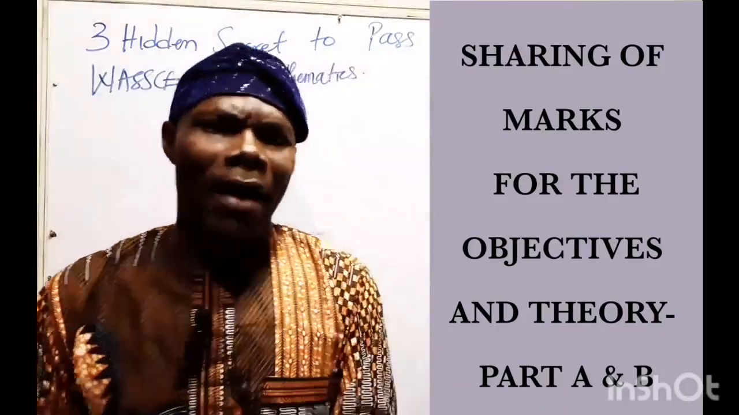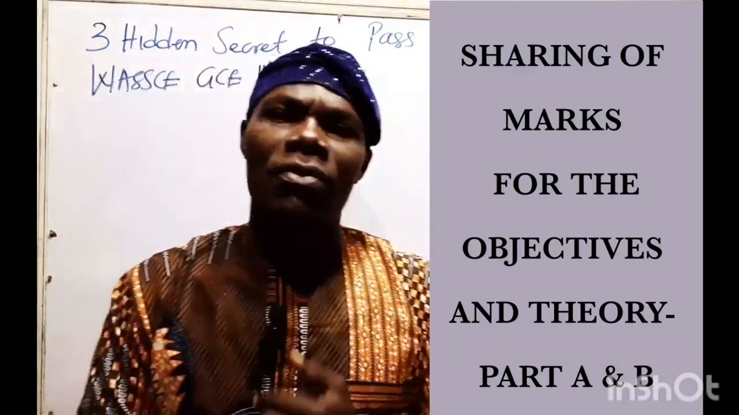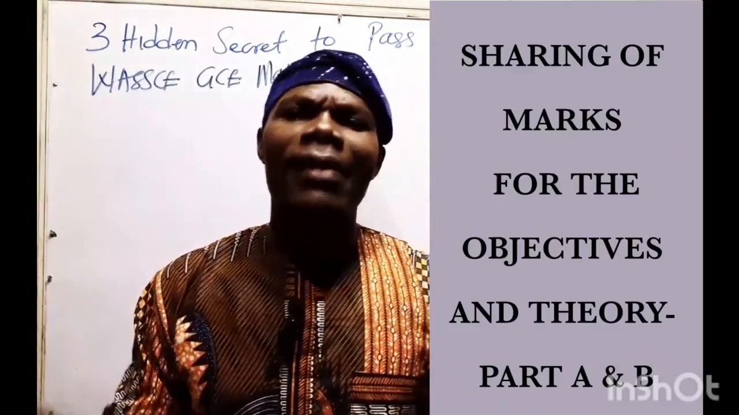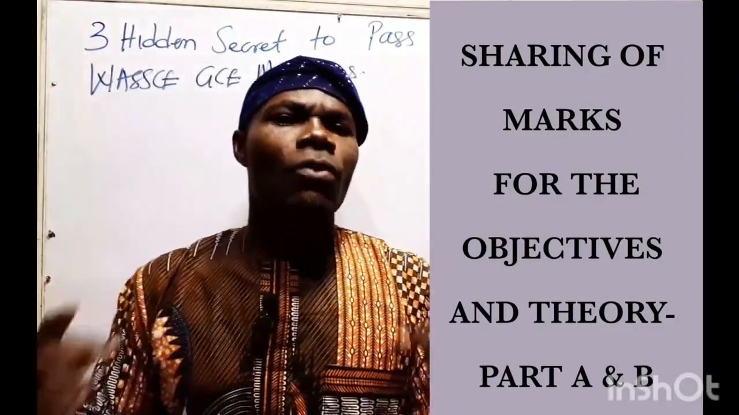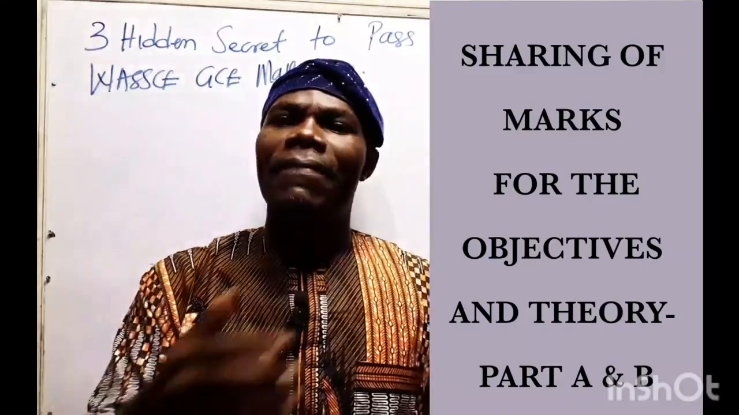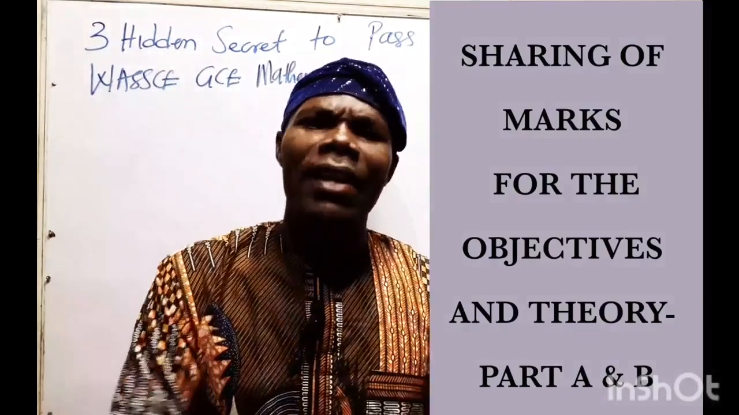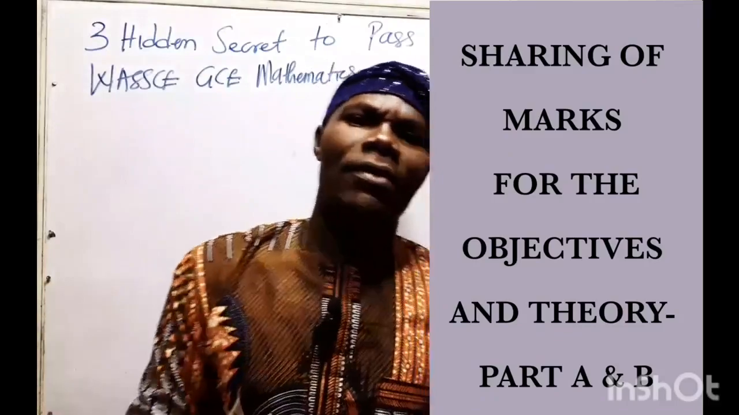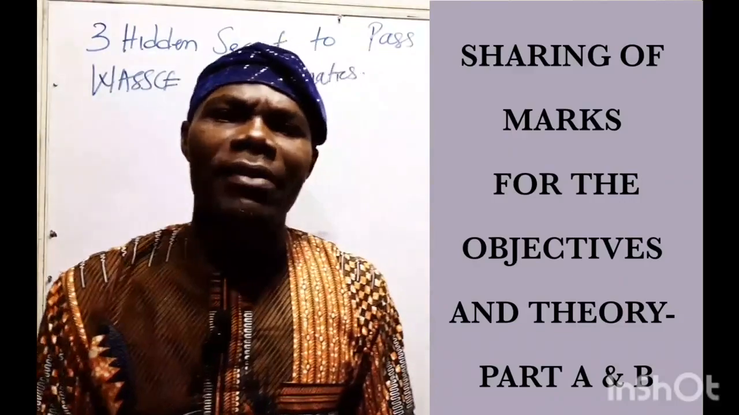Now, the theoretical part has 2 sections: section A, which is the compulsory part, and section B. What are the marks going to these sections? Section A, the compulsory part in mathematics, has 5 questions, which I explained in the first secret. I'm in the second secret now. In the sharing of the marks, in these 5 questions, each carries 8 marks.